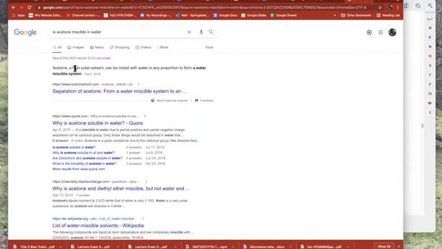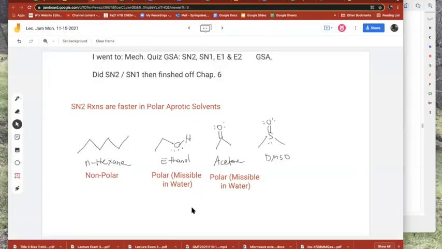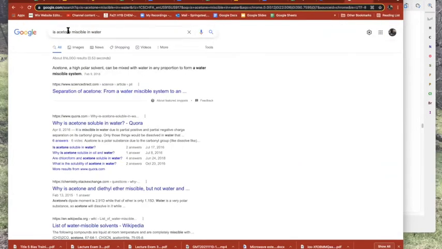Yep, acetone's miscible in water. I was pretty sure of that. All right, so acetone's miscible in water. DMSO, does that look polar or non-polar? I'm pretty sure it's miscible in water too. Is DMSO miscible in water?